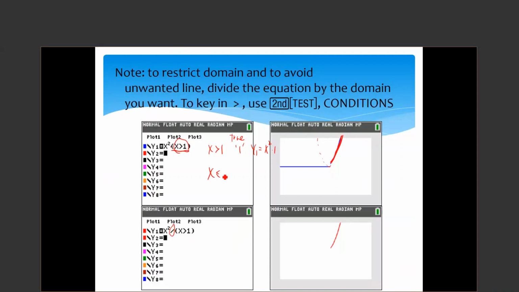When x is less than or equal to 1, this is a false statement, so the calculator will return the number 0. So your y1 will be x squared times 0. Therefore, you have the line y equals 0. When it comes to division, the same thing works. When x is greater than 1, it is a true statement, so it returns 1. So y1 is x squared divided by 1, which gives me x squared. But when x is less than or equal to 1, it will return 0. You have y1 is x squared divided by 0, which is undefined. So there won't be anything here, nothing. So in design, usually we prefer division, unless for some reason you want a horizontal line here, then you use multiplication.